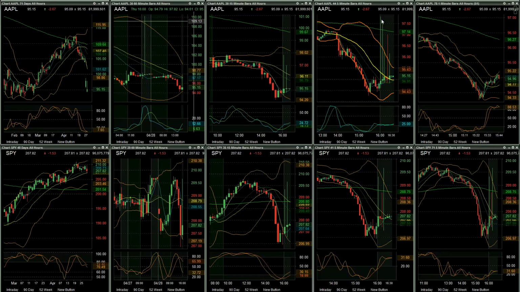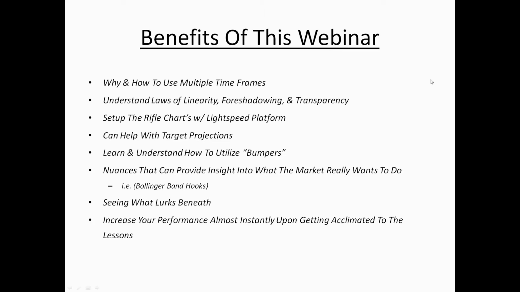So we got the 1 minute, we got the 5 minute, we got the 15, we got the 60, and we got the daily. Same thing on top, same thing on bottom. That way we can have a full visual aspect of the stock and also the index or the ETF of an index. Okay? Now that we have that out of the way, let's go back to the webinar presentation.